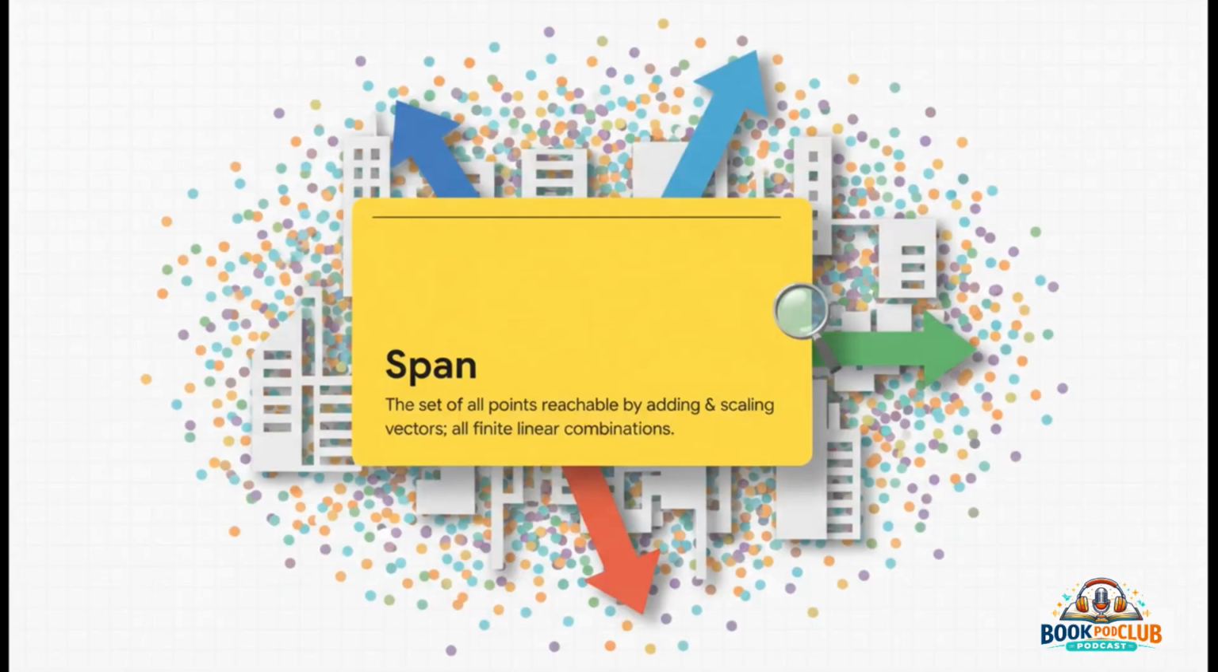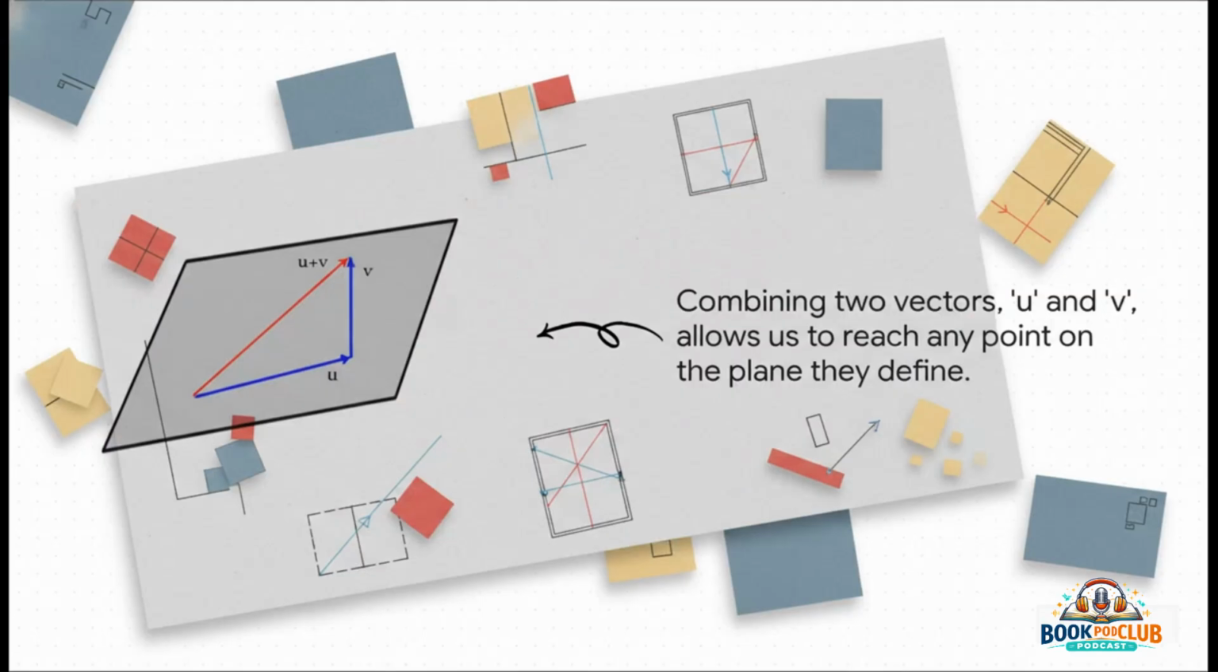The span is basically the total reach of your vectors. Imagine you have a few of those arrows. The span is every single point in the universe you can get to by stretching them, shrinking them, even flipping them around to point backward, and then adding them all together, tip to tail. It's the entire world you can explore using only those initial directions. Just look at this. You've got vector u and vector v. By taking some amount of u and adding some amount of v, we can literally land on any point on this flat surface that they create. Their span isn't just a couple of lines, it's an entire two-dimensional plane.